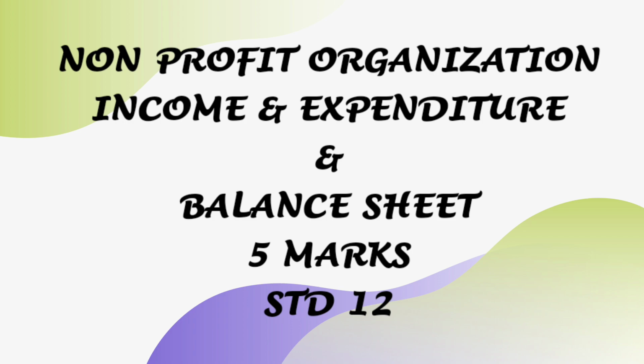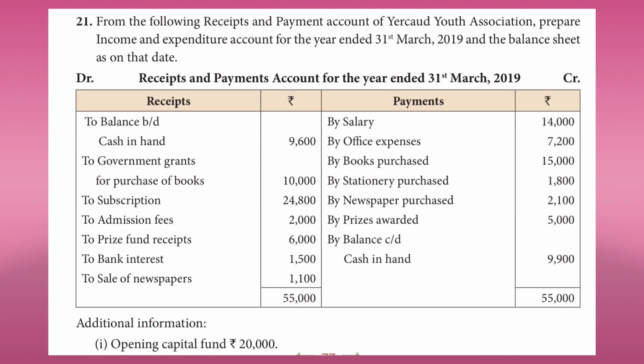Let's have a look at a non-profit organization 5 mark sum. This sum is about Yerkad Youth Association, and in this sum we have to prepare the income and expenditure account and the balance sheet for the year ending 31st March 2019. With the receipts and payments that they have given and the adjustments that we have, we are going to do the income and expenditure and the balance sheet.